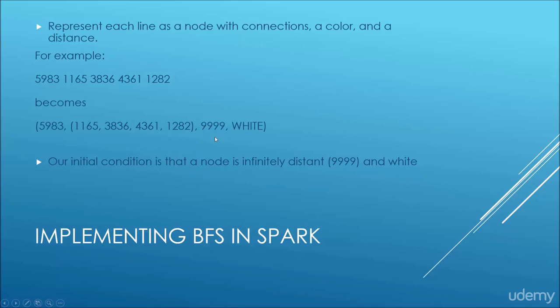So remember we had in our nodes not only their connections to other nodes, but also a distance from the hero that we want to start from, and also a color that keeps track of what's been processed and what hasn't. Okay, so this is kind of how we're going to represent one of those nodes within Spark and within Python. Now remember, our initial condition is that nodes are all infinitely distant, and we'll represent that as 9999 because, believe me, no one's going to be that far apart in a social network. And the initial color will be white, meaning everything has been unprocessed.